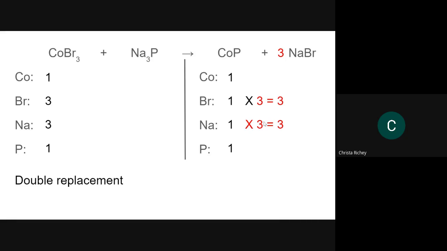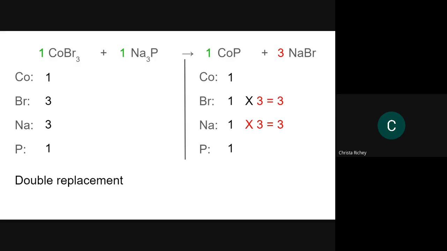Now I get to start back over. Is 1 equal to 1? Yes. Is 3 equal to 3? Yes. Is 3 equal to 3? Yes. And is 1 equal to 1? So that means those 3 missing numbers should all be the number 1. I only had to change the 1. It just looked harder than the one before because there was more stuff.